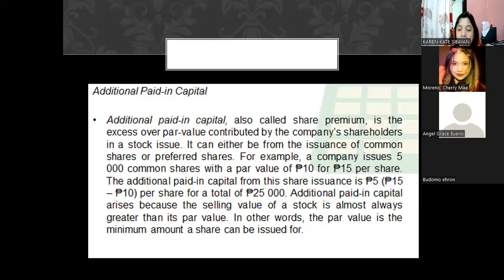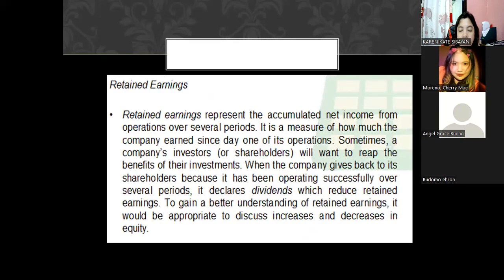For example, a company issues 5,000 common shares with a par value of 10 for 15 per share. The additional paid-in capital from this share issuance is 5,000 times 15 minus 10. Kaya nakuha yung 5 per share for a total of 25,000. So additional paid-in capital arises because the selling value of stock is almost always greater than its par value. In other words, the par value is the minimum amount a share can be issued for.